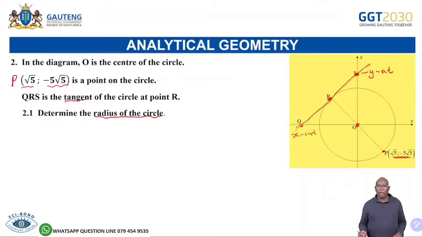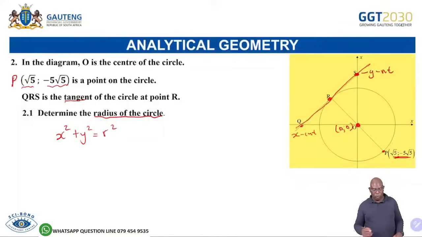Now let's say determine the radius of the circle. Easy question. The radius of the circle is the distance from here to there. So how do I get it? I know it's on the circle. If it's on the circle, I use the equation x squared plus y squared equals r squared. Or I can use the distance formula because I know that that coordinate is 0, 0. So I'll say 0 minus that and 0 minus that squared, and then I can get the square root. The easier one will be to use the equation of the circle because it's on the circle.